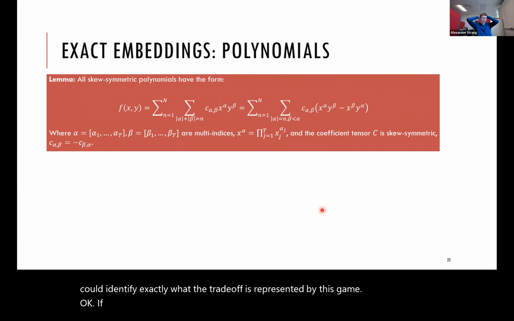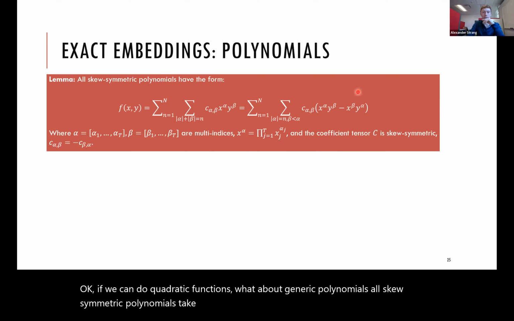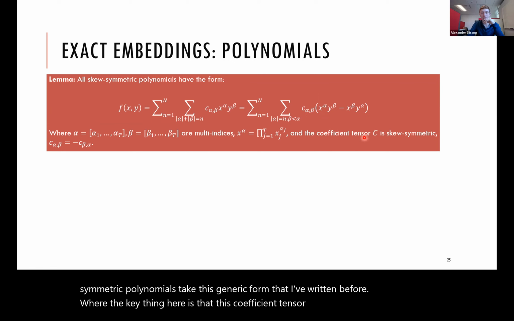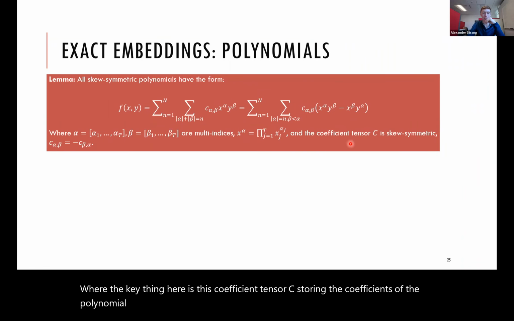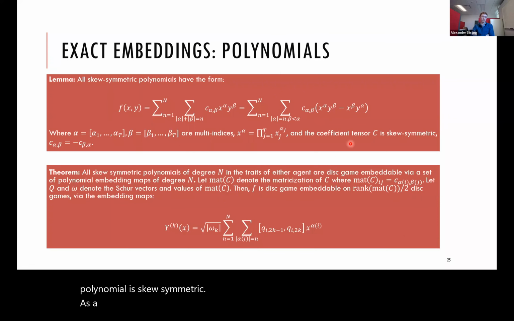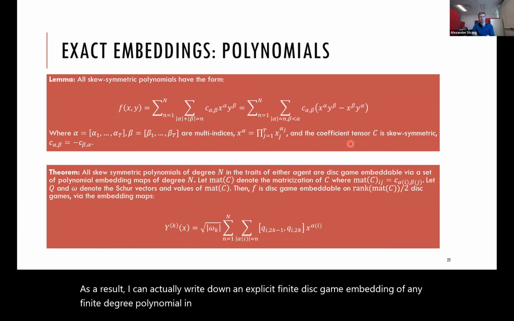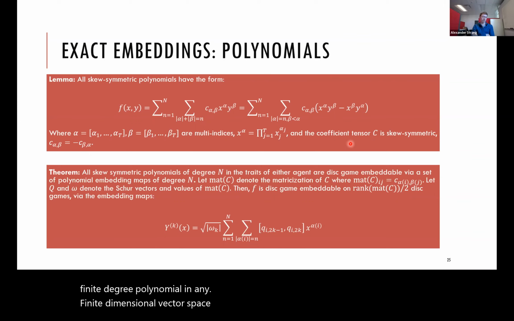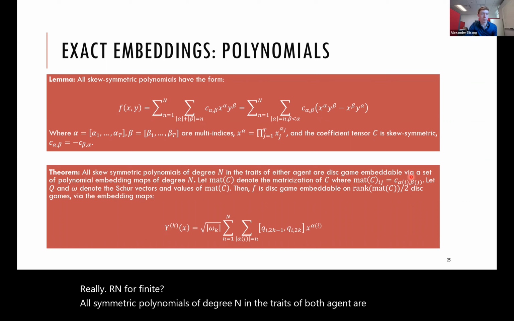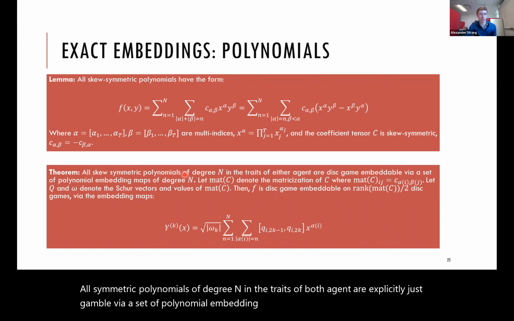Okay, if we can do quadratic functions, what about generic polynomials? Well, all skew symmetric polynomials take this generic form that I'd written before, where the key thing here is that this coefficient tensor C, storing the coefficients of the polynomial, is skew symmetric. As a result, I can actually write down an explicit finite disk game embedding of any finite degree polynomial in any finite dimensional vector space, really R^n for finite n. All skew symmetric polynomials of degree n in the traits of both agents are explicitly disk game embeddable via a set of polynomial embedding maps of matching degree.